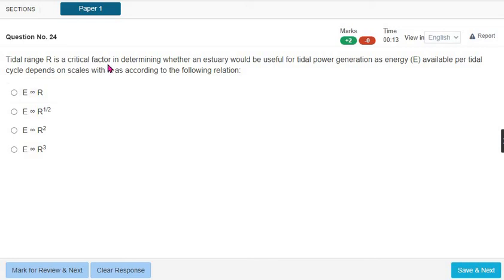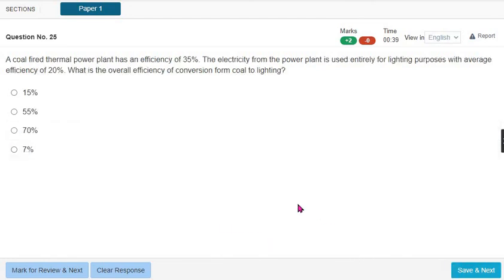Tidal range is a critical factor in determining whether an estuary would be useful for tidal power generation as energy. Tidal cycle depends on scales according to the following relation. So the answer is 2. This is the answer.